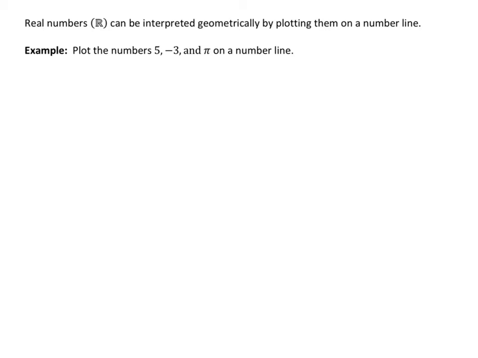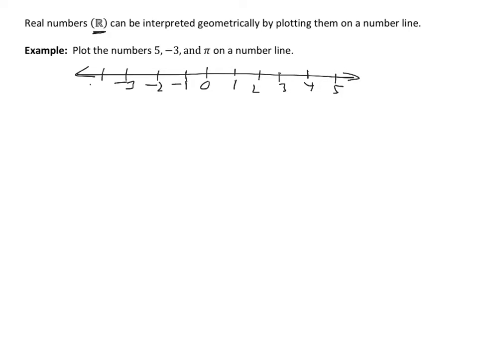The thing I'm starting with first is a little bit silly, but I think it's a valuable starting place. We know that the real numbers, which are denoted by that symbol, can be interpreted geometrically by plotting them on a number line. So a real simple example, we're going to start nice and easy. Plot these numbers on a number line. A number line is basically, we've got 0 in the middle, and the numbers extend off this direction positively, and they extend back this way negatively.